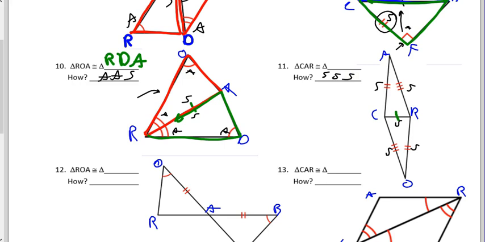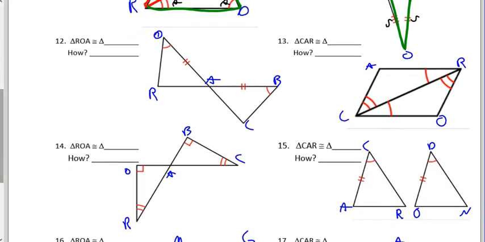CAR. I'm starting here, going up Highway 2, Highway 3, Highway 1. Remember, I'm doing 2, 3, 1. So I'm not going to start at C. I'm going to start here and go 2, 3, 1. R, O, C.